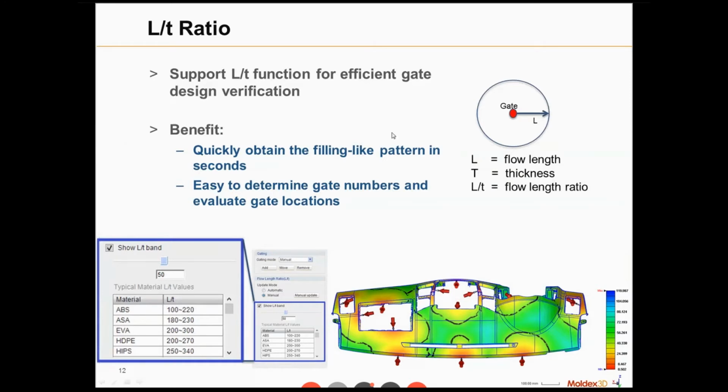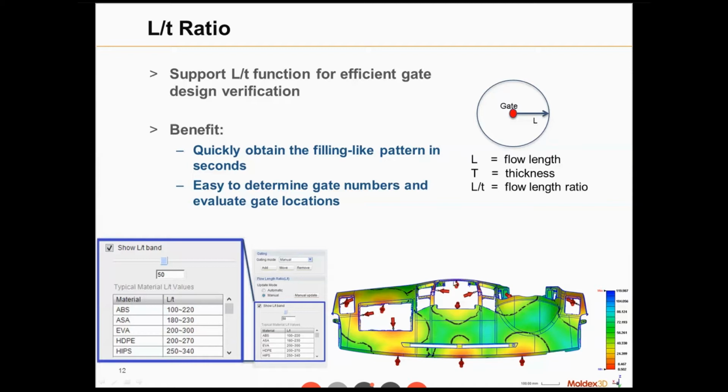Okay, for the second tool, the flowability ratio, which means the flow length divided by the thickness. I would say this is a very useful tool to help us determine the suitable gate number and the suitable gate position. It's very good for complicated and non-uniform geometry, because for such a model it's very hard to decide the suitable gate number by experience. So that's why we provide this tool to help us evaluate. And we can also use it to get the fitting line pattern in a second.